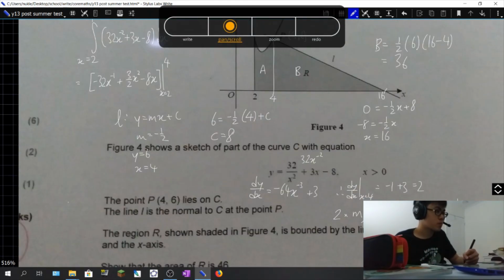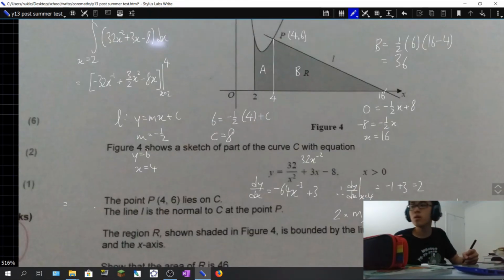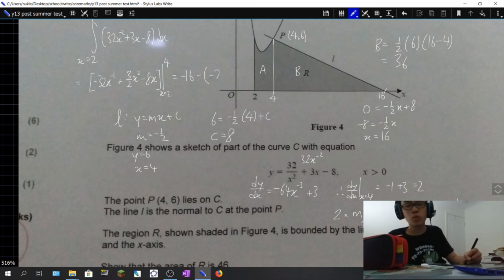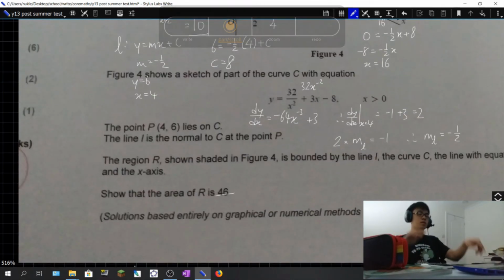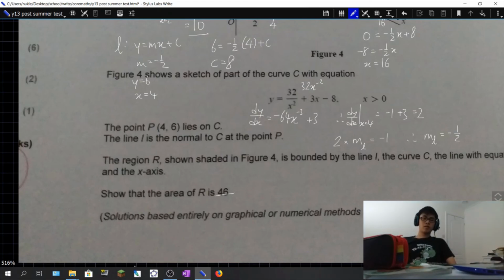So when we sub in 4, what do we get? We get minus 16. When we sub in 2, we get negative, oh, that's ugly. Okay, that's going to be minus 16 minus negative 26, which is positive 10. So the sum of the areas is 10 plus 36, which is 46. There you have it. Hope that's alright.